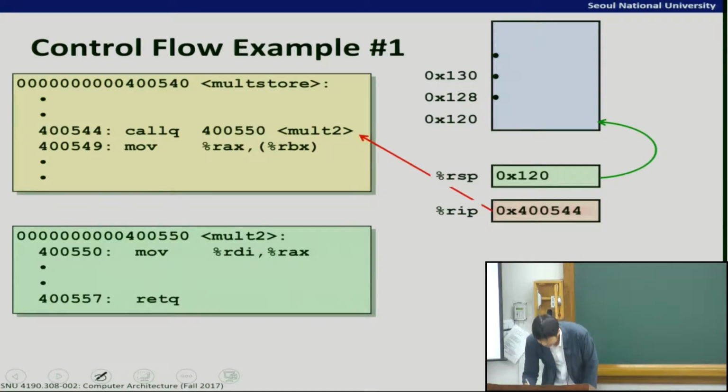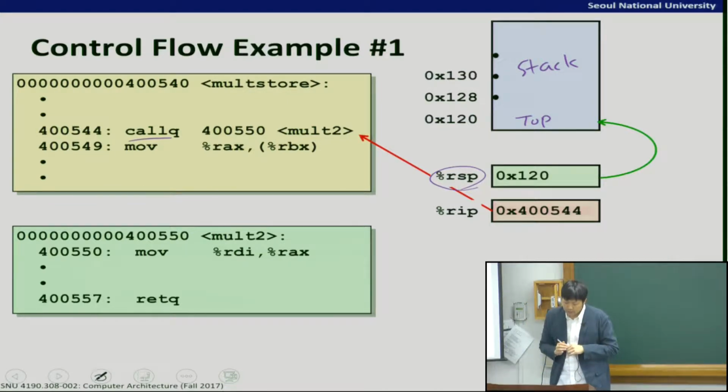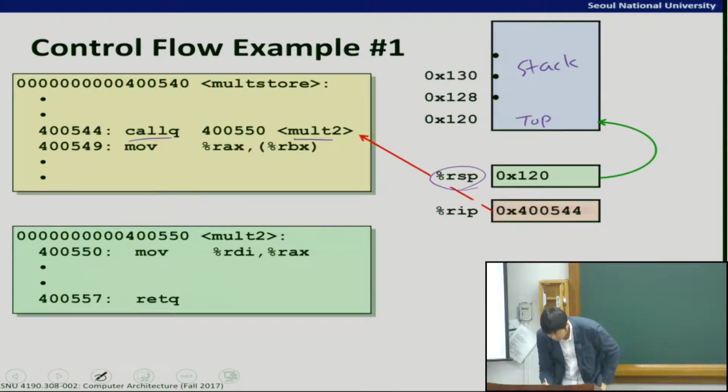Let's think of this as the stack memory, and the current value of RSP, the stack pointer, is 0x120, meaning it points to the top of the stack, right? This is the top of the stack. And if you hit this call instruction, the call to the mult2 function, that's the instruction in your code. Then what happens is you first push the return address. So what would be the return address in this case?